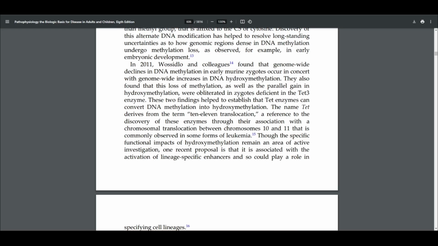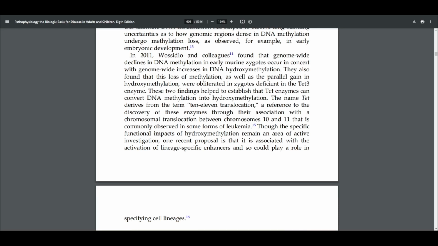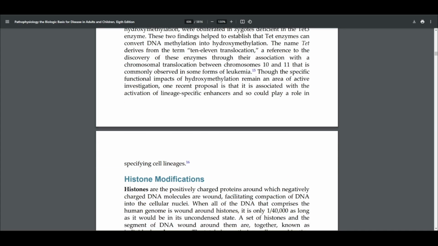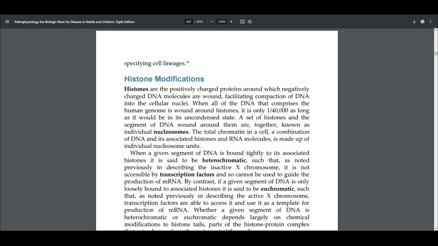The name TET derived from the term ten-eleven translocation, a reference to the discovery of these enzymes through their association with a chromosome translocation between chromosome 10 and 11 that is commonly observed in some forms of leukemia. Though the specific functional impacts of hydroxymethylation remain an area of active investigation, one recent proposal is that it is associated with the activation of lineage-specific enhancers, and so can play a role in specifying cell lineages.